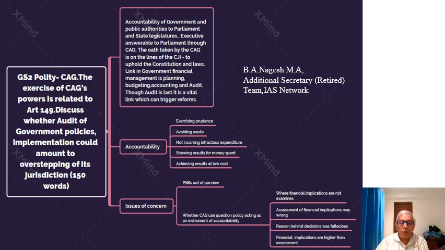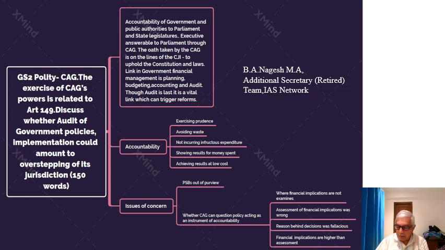Showing results for money spent. So you are accountable for every pie which is spent. The account should be properly maintained, and you should be able to show the results for the money spent. Then achieving results at the low cost. So economy and efficiency in expenditure. So this is how accountability is exercised. The CAG is an element of accountability. That is, the executive is responsible to Parliament through the CAG.